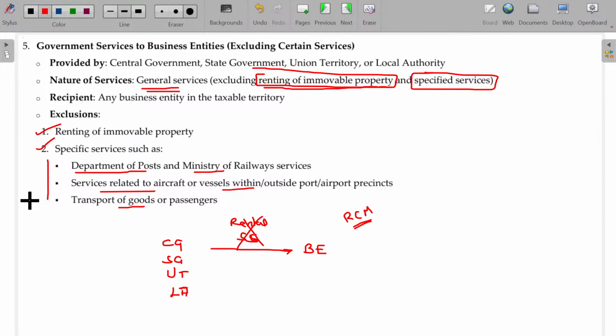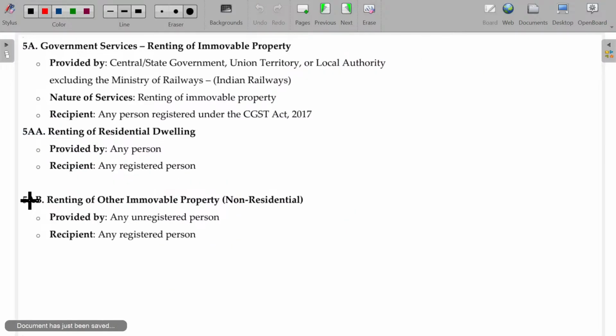For example, when you apply to the government for a license, such as a driving license, those services are rendered by the government only. Some services are predominantly exempted. Leaving those, you still get lots of services from the government. If you are a business entity getting services from the government, then RCM basis is applicable. Now, we'll deal with renting.